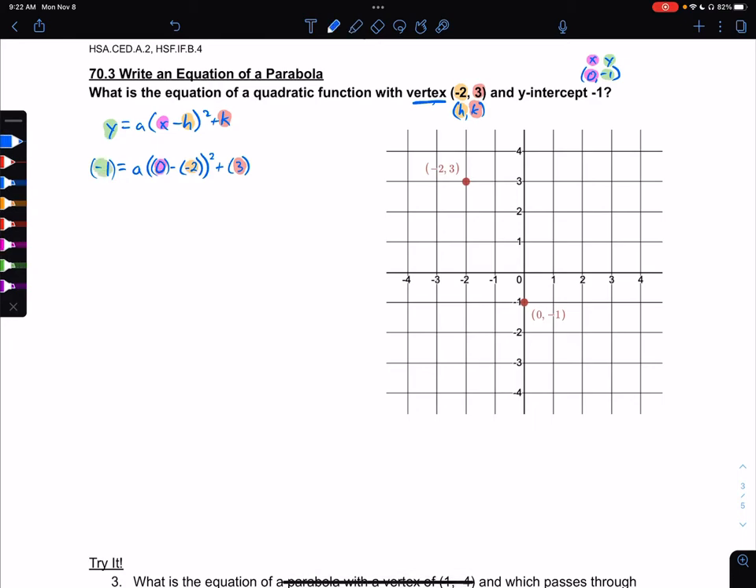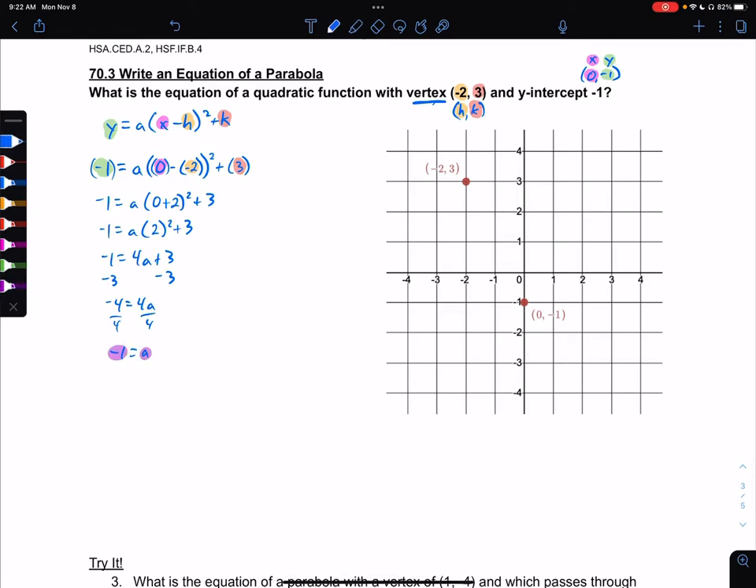Now we just simplify this and solve for a. So -1 equals a times (0 plus 2) squared plus 3. So we'd get 2 squared plus 3. 2 squared is 4, so we have 4a plus 3. Subtract 3 from each side: -4 equals 4a. Divide by 4, and a equals -1. Okay, so we have our a value.